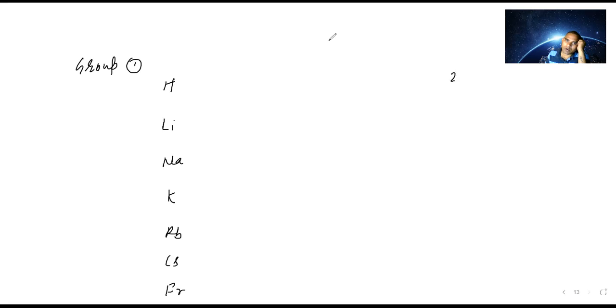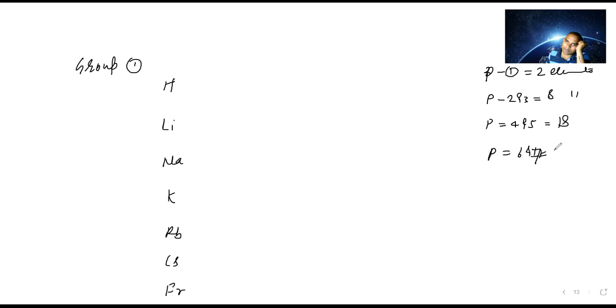In the first period, how many elements are there? Period one means 2 elements. Periods 2 and 3, 8 elements. Periods 4 and 5, 18 elements. Periods 6 and 7, 32 elements. Just now I told you. Yes or no?